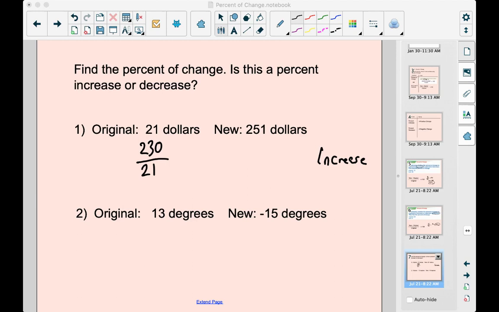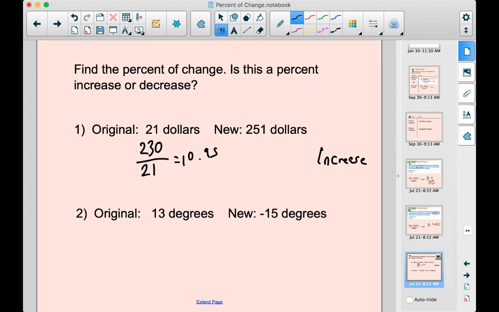230 divided by 21 equals 10.95. It keeps going. I'll say 952. We'll stop there. Okay. I put in a couple extra decimal points here because I know I'm going to be multiplying by 100, so I'm going to be moving it over 2 places. So I'm going to want to still have something after my decimal point.